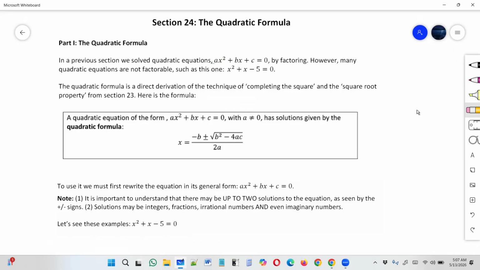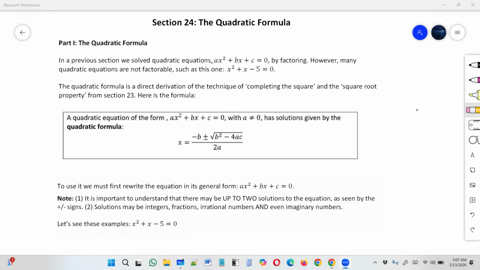Hi, hello everybody. So this is section 24, the quadratic formula. And for this section, we're dividing the video into two parts. This is the first part where we go over the quadratic formula, and in the second part, we'll go over the applications associated with this formula.